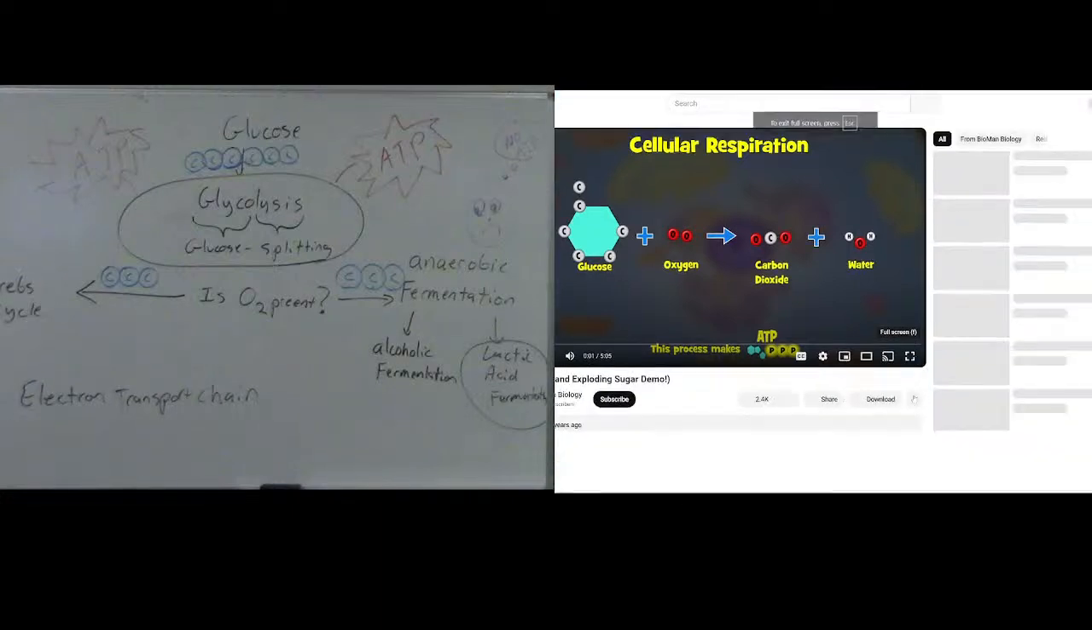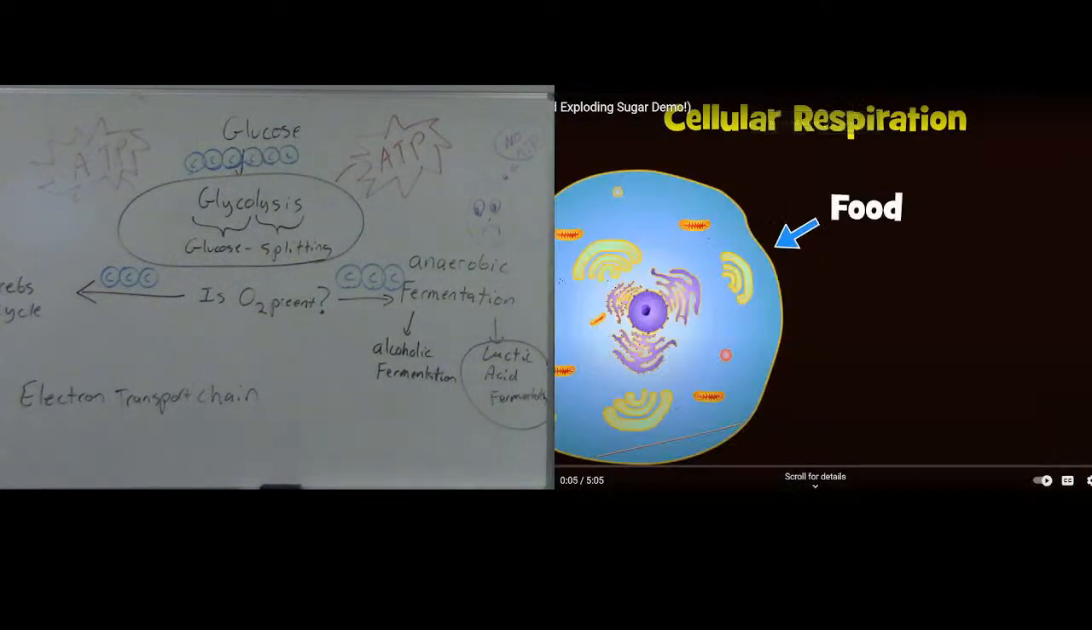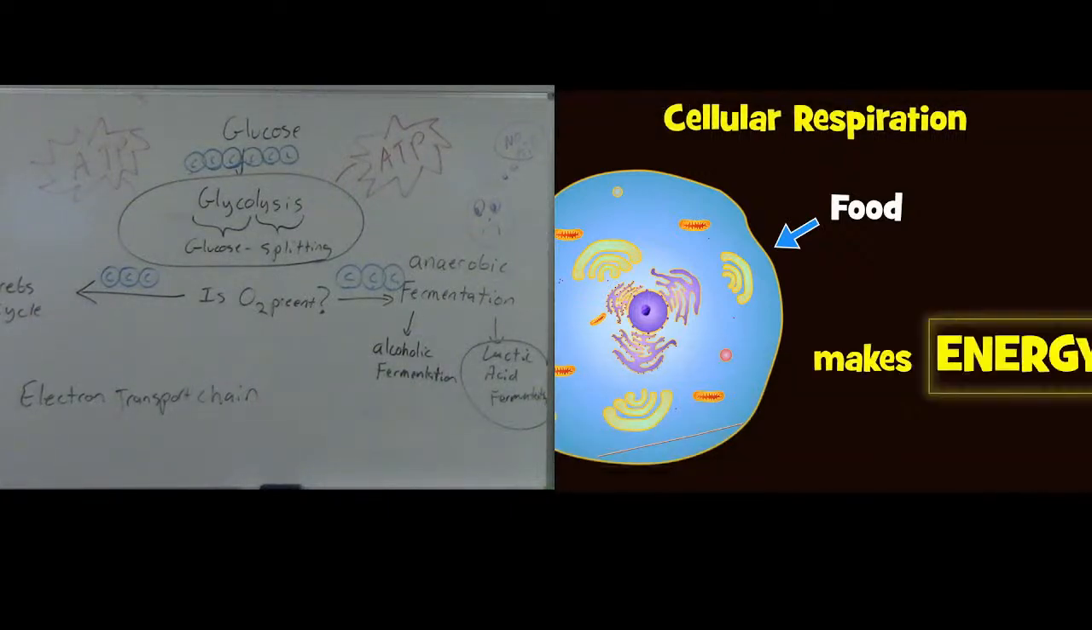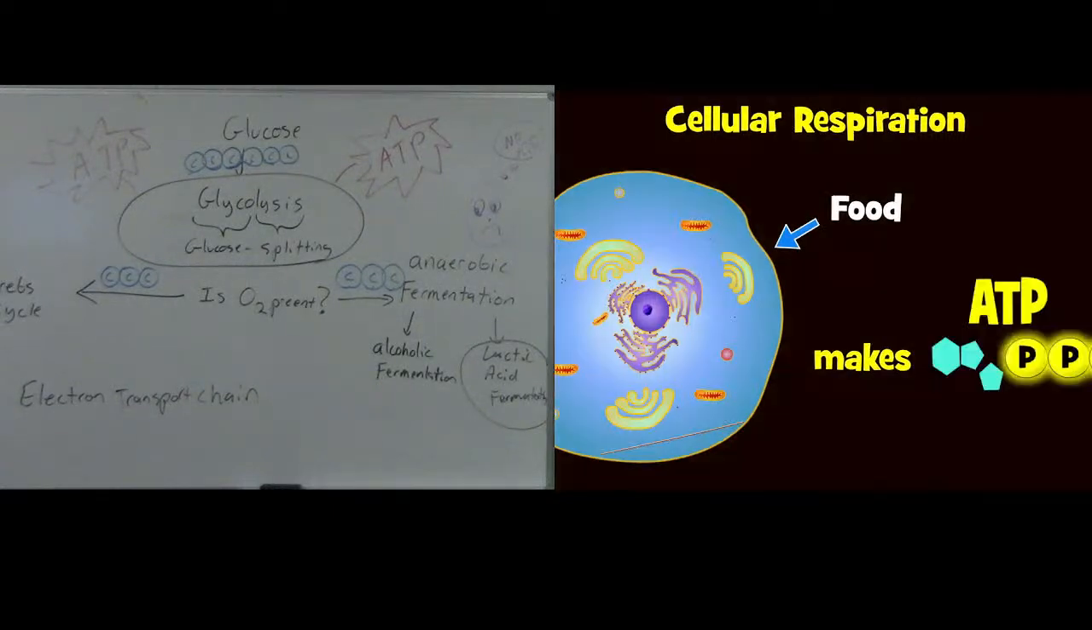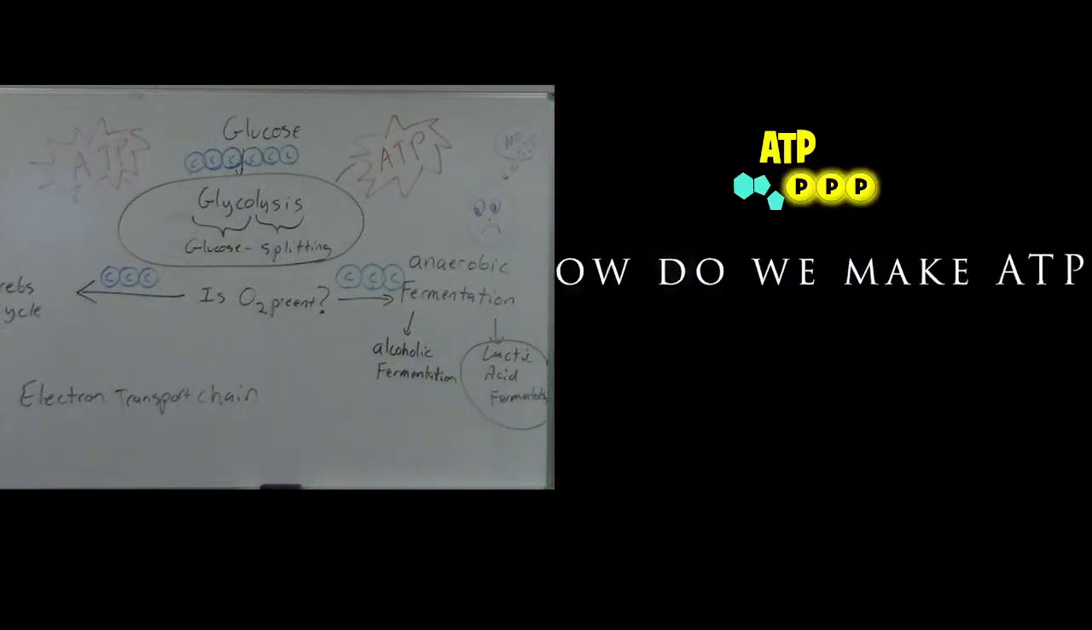One of the most important things that our cells do is cellular respiration. During respiration, our cells break down the food that we eat in order to make the energy that cells can use. This form of energy is a special molecule called ATP. Every living thing uses ATP as energy, so it is incredibly important. Without it, life as we know it would not exist. But how do we make ATP?